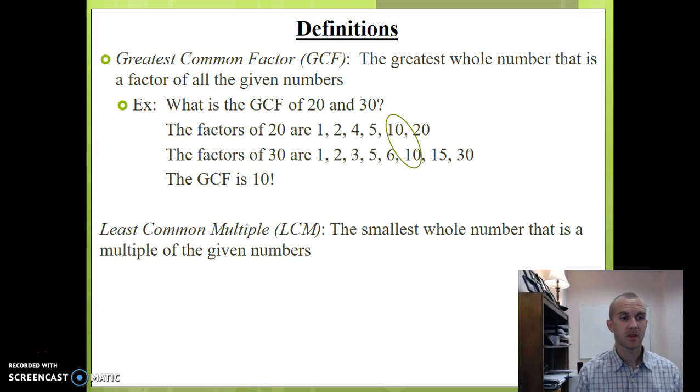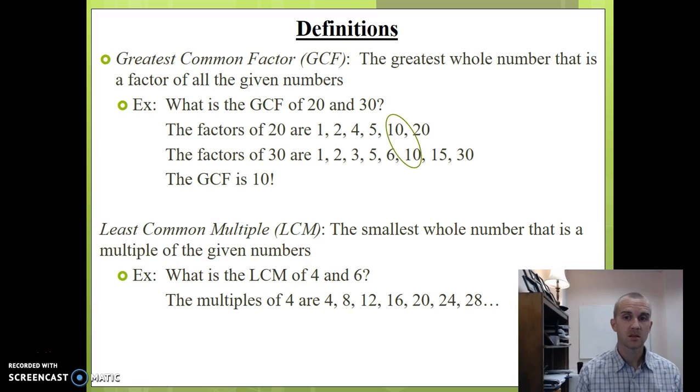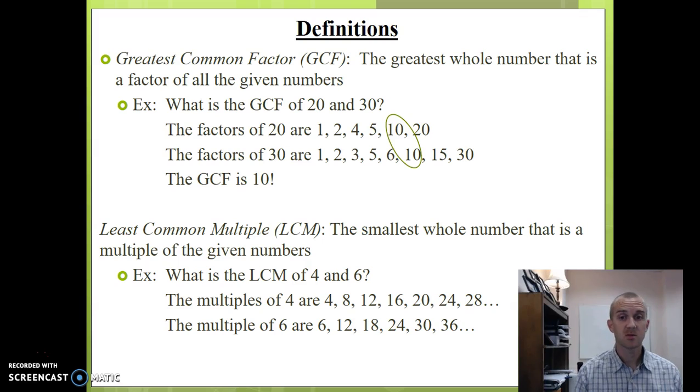Now when we talk about the least common multiple, or LCM, we're talking about the smallest counting number that is a multiple of all the given numbers. So say, what is the least common multiple, or LCM, of 4 and 6? So we're going to start listing the multiples of each of those values. Multiples of 4 are 4, 8, 12, 16, 20, 24, etc. We can go on and on. With 6, we've got 6, 12, 18, 24, etc.